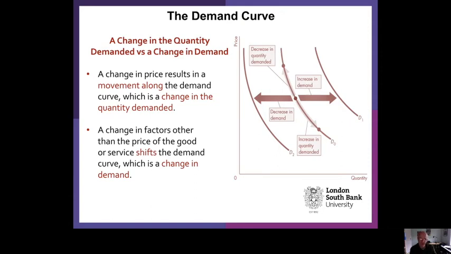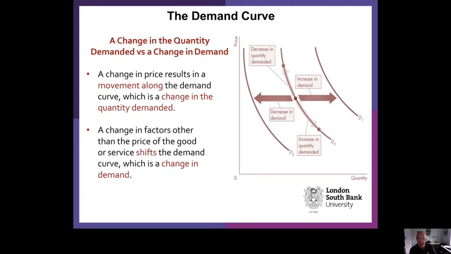The next stage in thinking about the demand curve is to think of factors that shift the demand curve. So anything that affects demand other than price will cause the demand curve to shift. Okay, so let's take an example. We'll read the text on the slide in a minute.